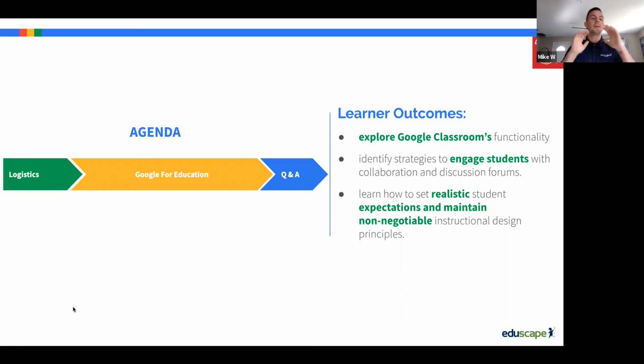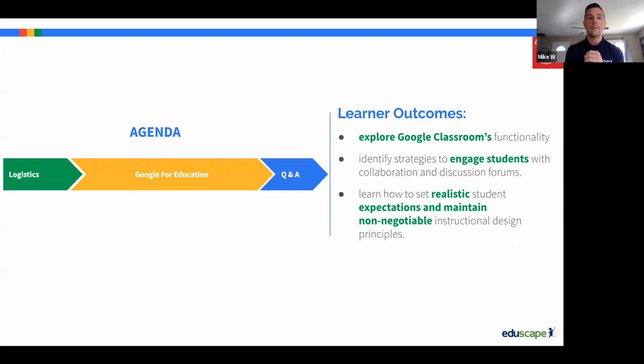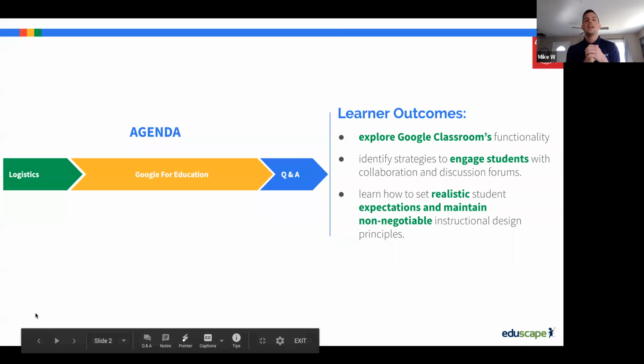Together, we are going to be spending about 55 minutes or so. 45 of those minutes are going to be content specifically. The last 10 minutes are going to be Q&A. By the end of today, you're going to explore Google Classroom's functionality. How does it work? What is it? What do I need to know? We're also going to look at some strategies to engage students with collaboration and discussion. We'll look at some of those specific features, as well as a couple of other apps, and learn how to set realistic expectations. There are a lot of factors involved today, and we hope that you take a few pieces from it.